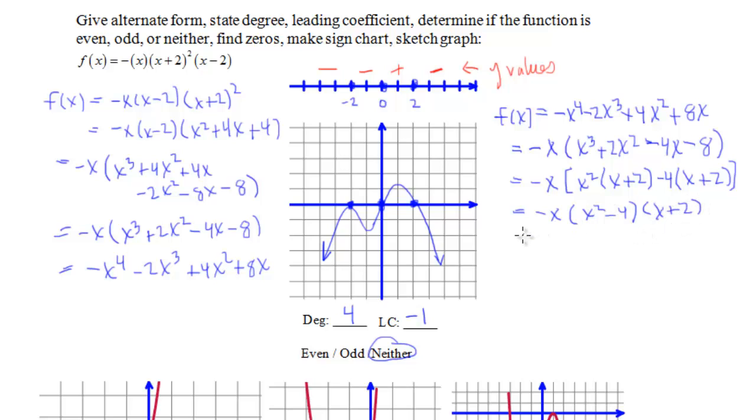And then notice the x squared minus 4 will factor as a difference of squares. So you get x plus 2, x minus 2.